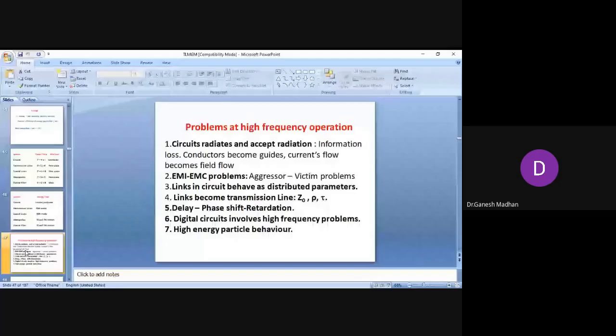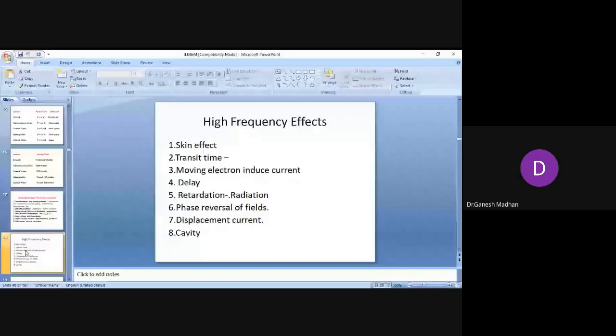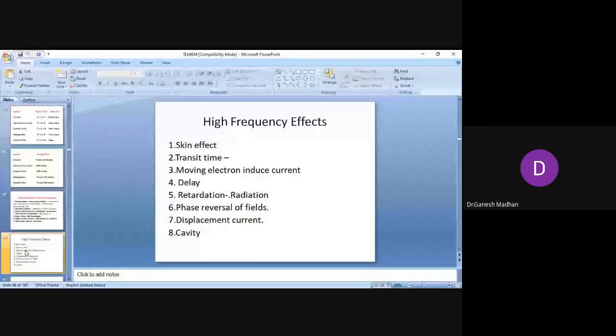So high frequency effects are skin effect, where the current tends to flow only in the surface. Transit time, which is very important. Fourth point, delay is very, very important. And moving electron induction of current, retardation, phase reversal, displacement current, cavity effects. These are all high frequency effects which you will be studying while you deal with microwaves, or when you talk about optical fibers or antennas.